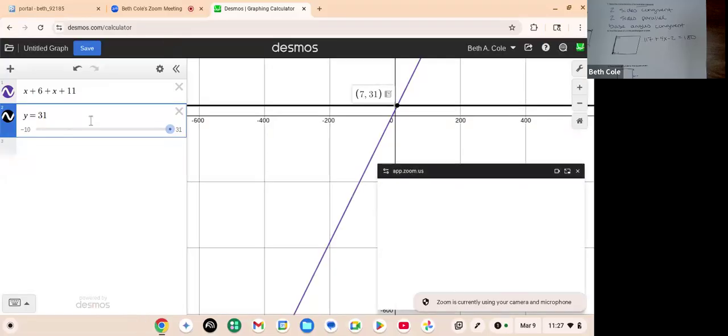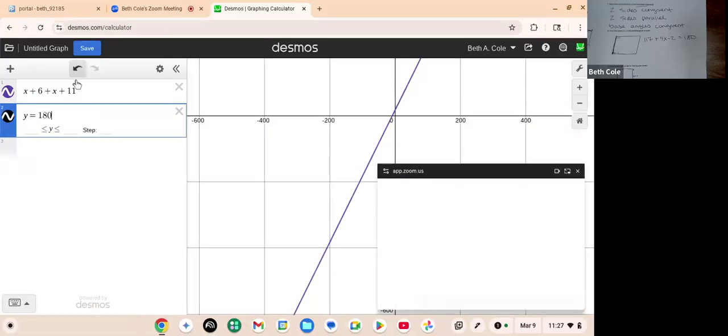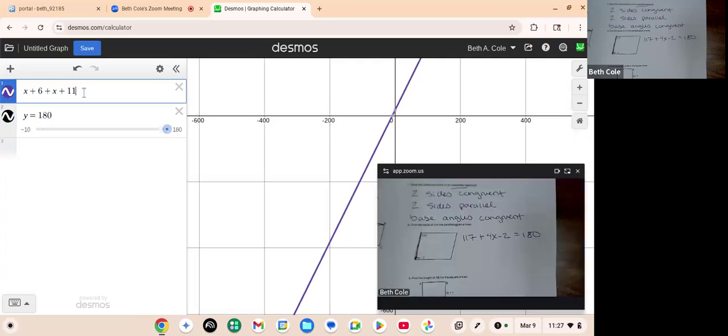Let me change this to a 180. And then we're going to add all that up. 117 plus 4x minus 2. I need to zoom out until I get to 180.